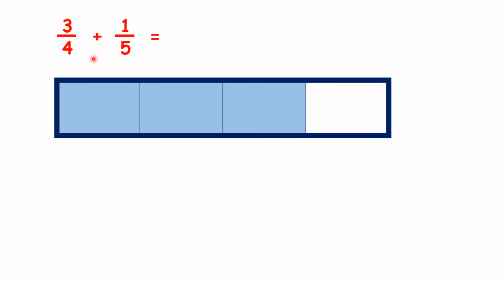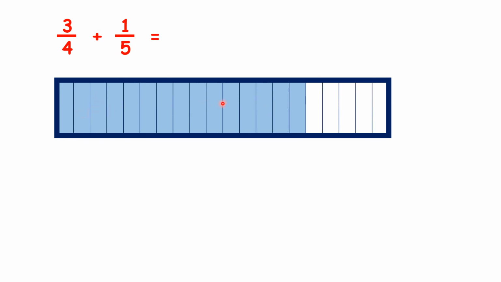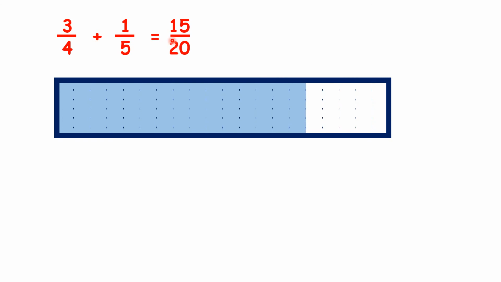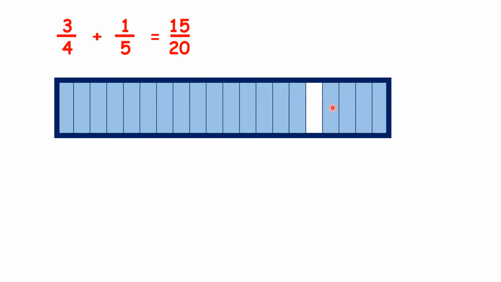So again, let's look at what we did. 3/4 is 15/20. We're adding 1/5, which is the same as 4/20, and that gives us a total of 19/20.